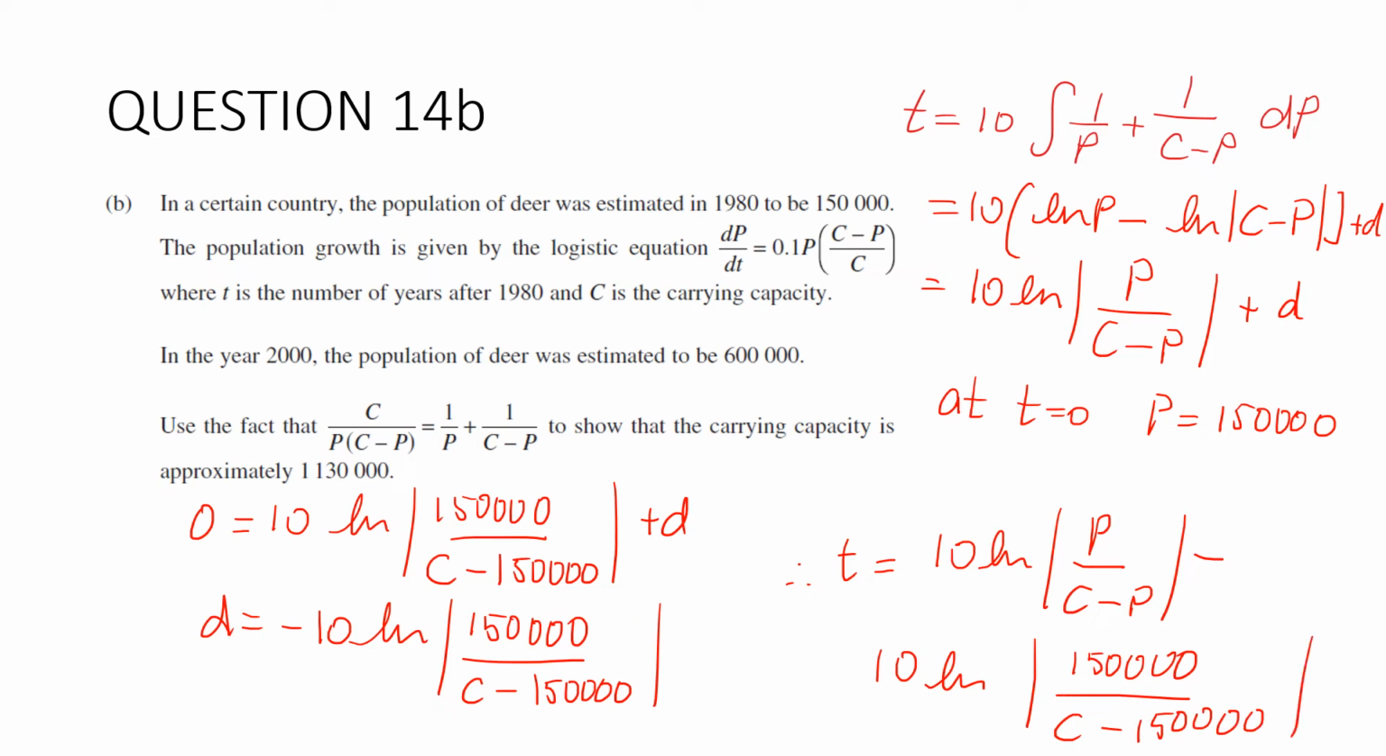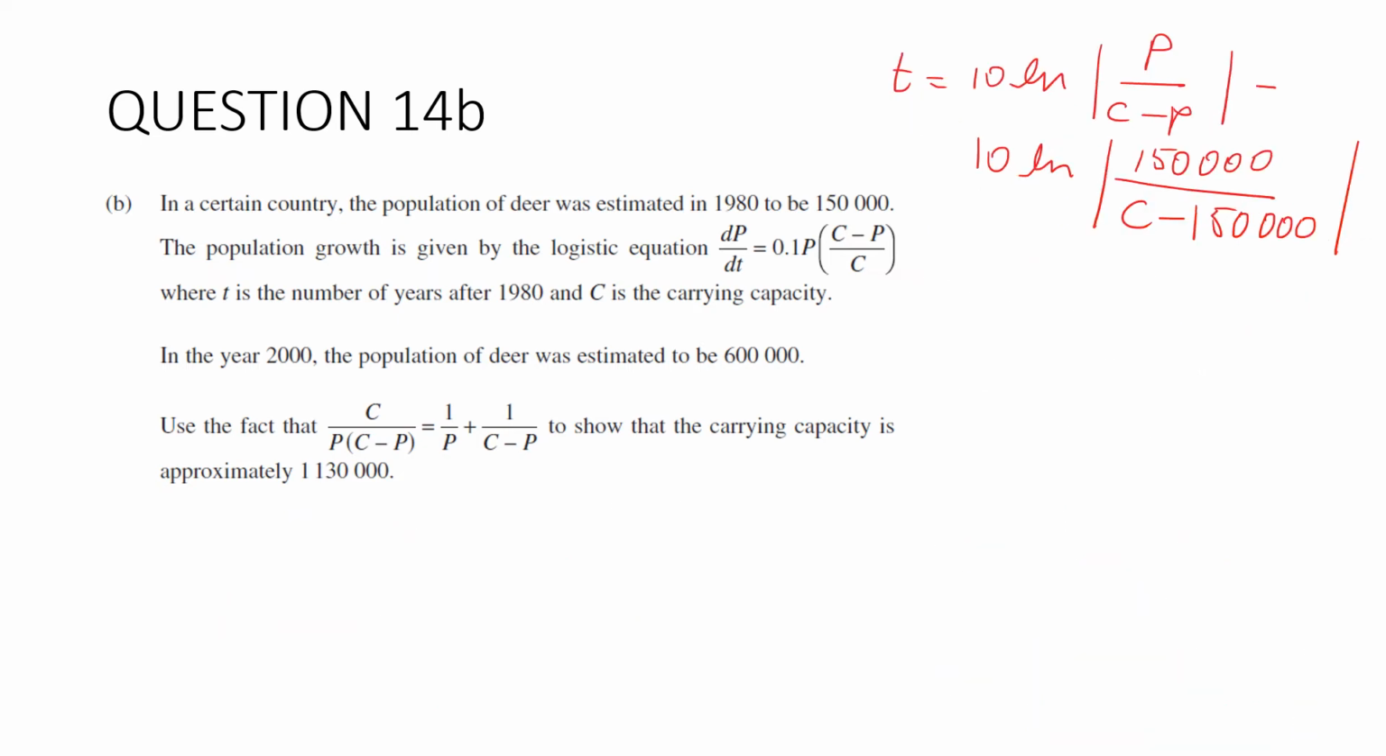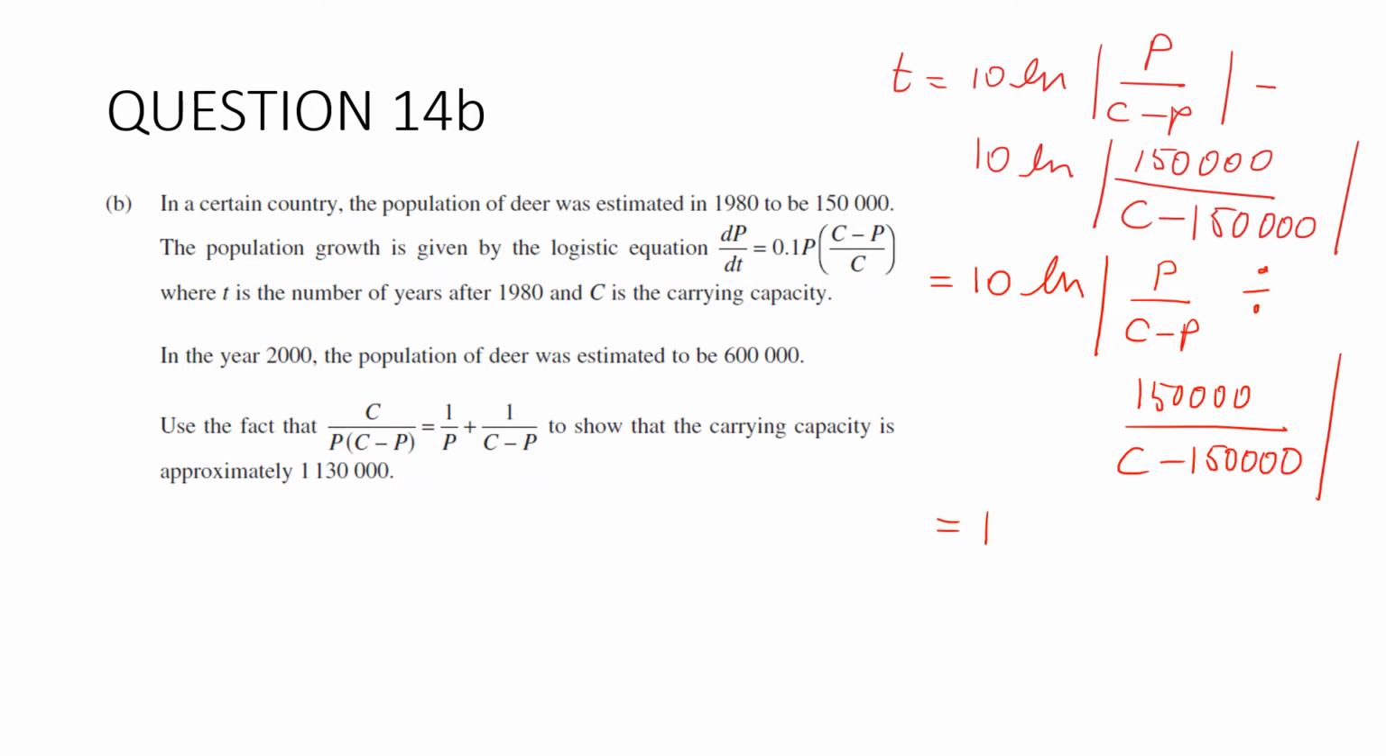Okay, let's try and tidy that up. It equals 10 as a common factor, ln. Now we're going to end up with an almighty mess here. P on (C minus P) divided by 150,000 over (C minus 150,000) is equal to 10 ln P(C minus 150,000) on 150,000(C minus P).